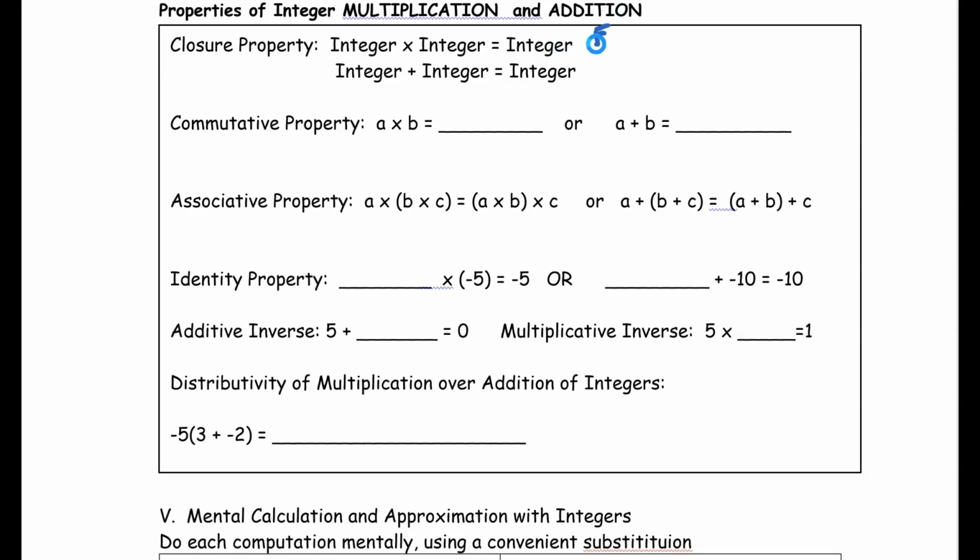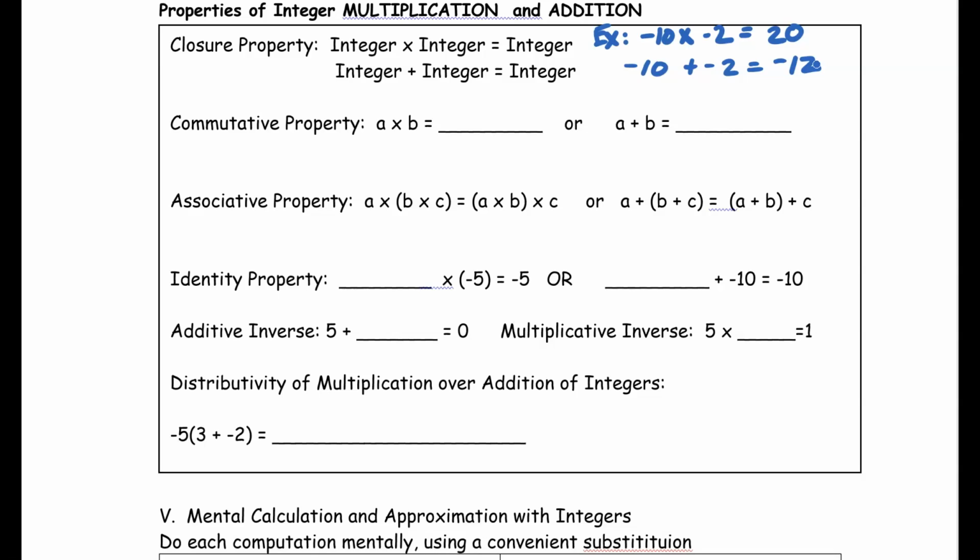For example, if you were to do negative 10 times negative 2, you end up getting 20. All of those numbers are integers. You're never going to get a fraction or decimal if you take two integers and multiply them. Same thing with adding. If we were to add negative 10 plus a negative 2, we end up getting negative 12. Now, that doesn't prove it, but those are just some examples.